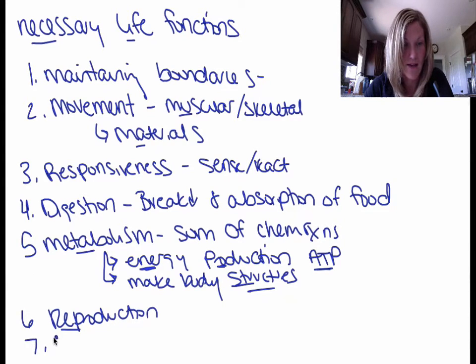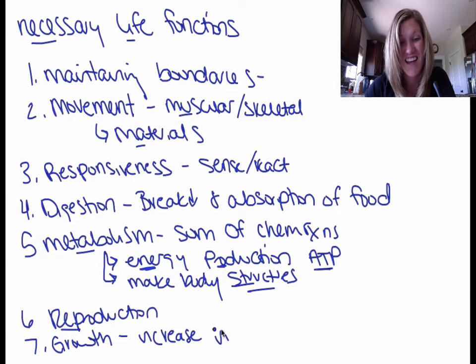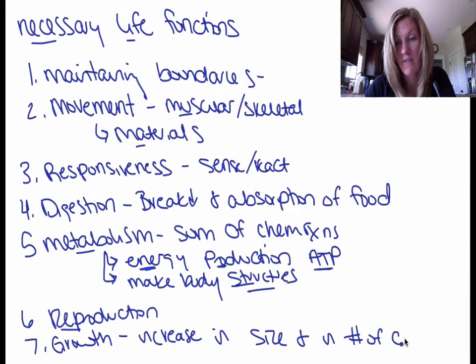And then we have growth. Growth means that you're going to increase in size and in number of cells.